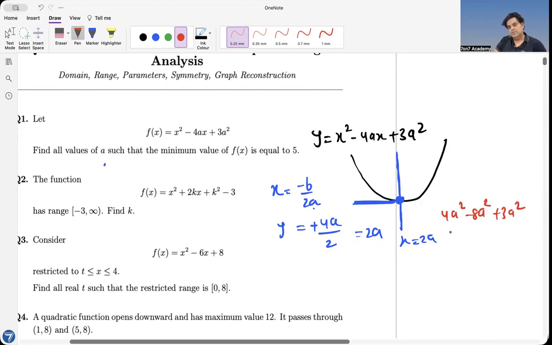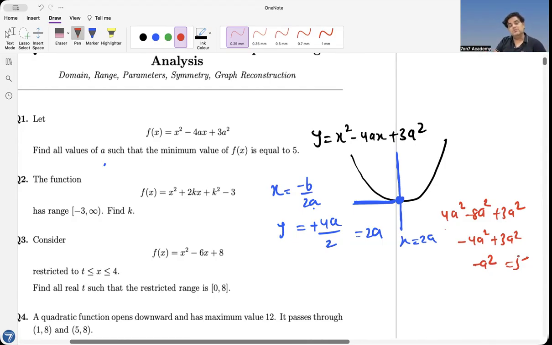Agree? What does this add up to? Minus 4a square plus 3a square, so minus a square. And that is 5. So is there any a value? No. So the entire question is wrong. There can't be any minimum value.